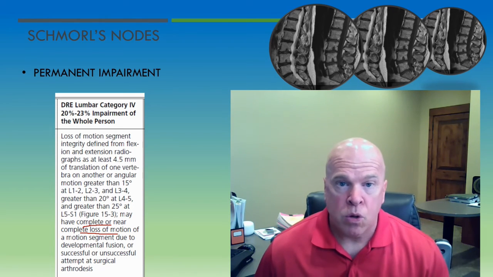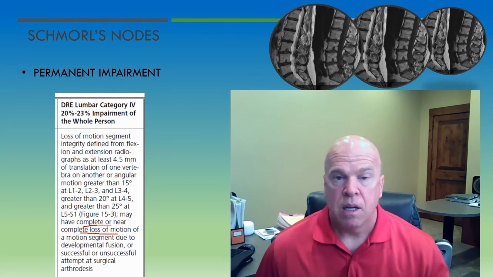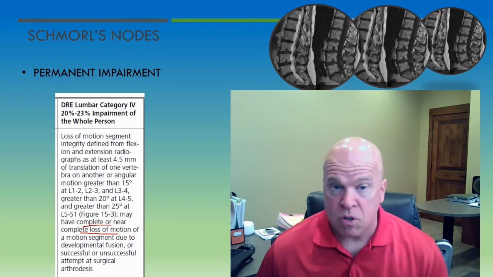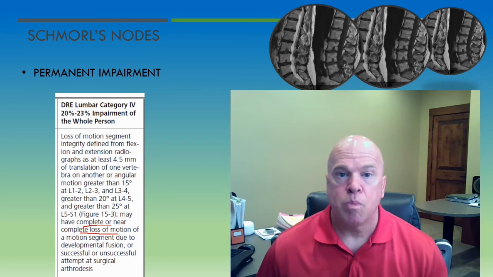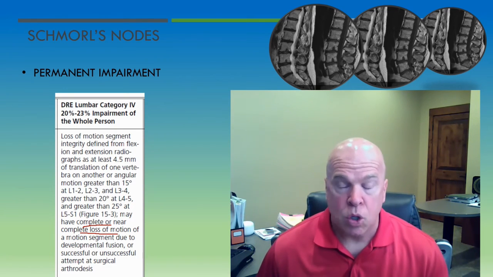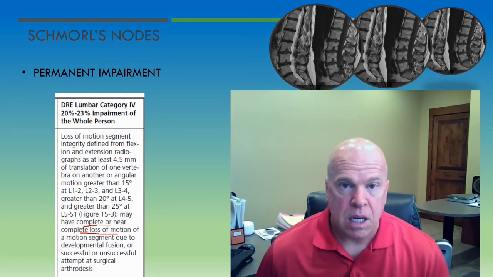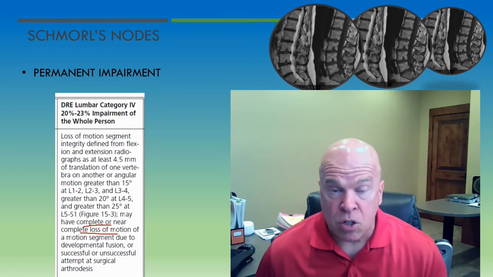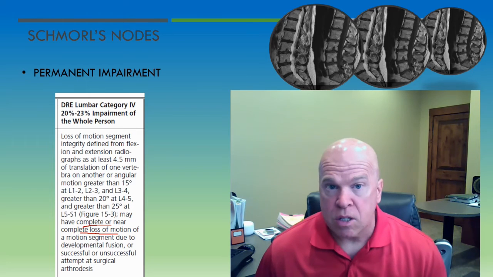Now, for those cases where the Schmorl's node is located in the thoracolumbar spine, it's sometimes difficult to get good flexion extension radiographs, particularly of the lower portion of the thoracic spine. I myself am often not able to obtain good clear images upon which I can make the measurements to ascertain motion segment integrity of these lower thoracic segments.